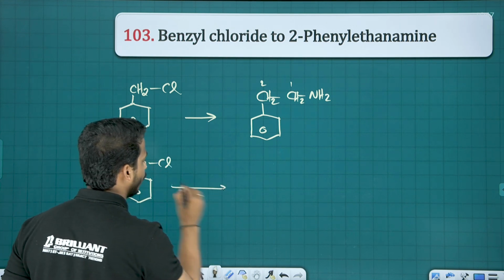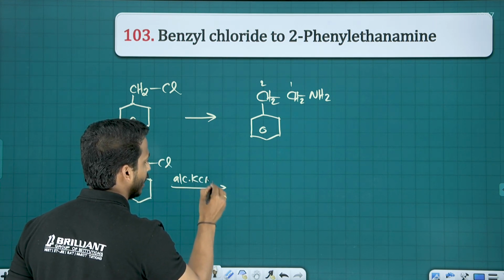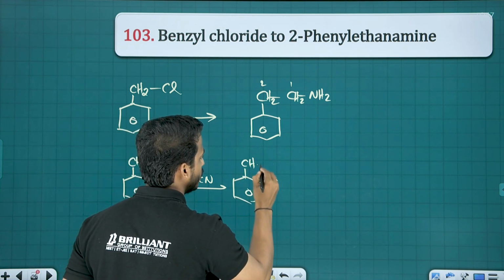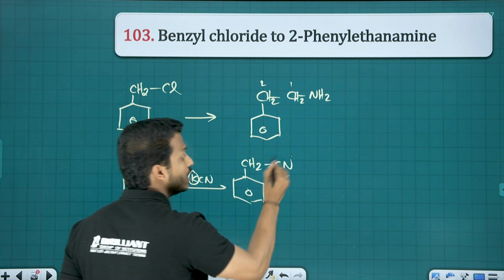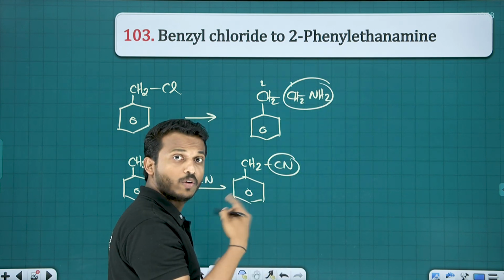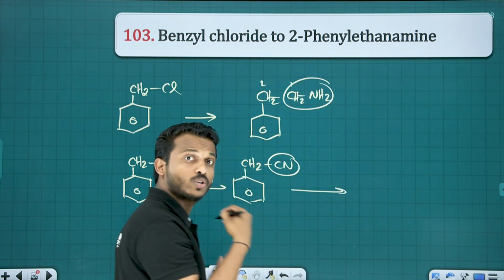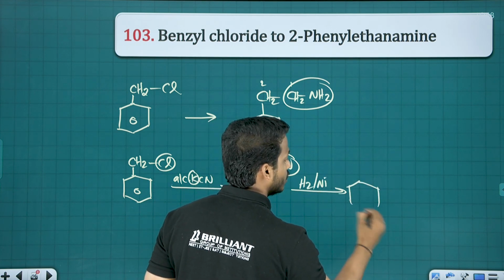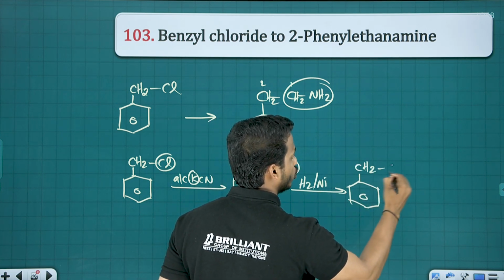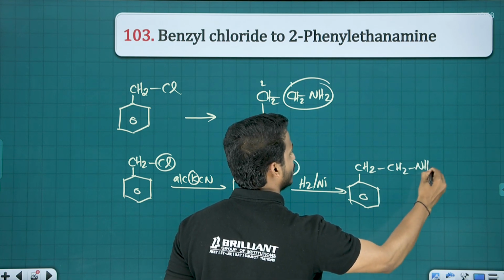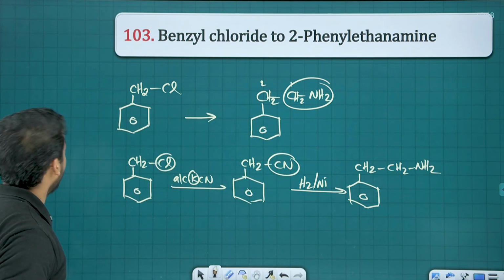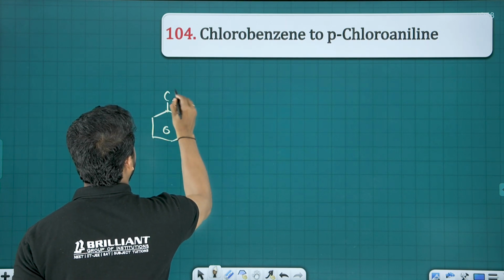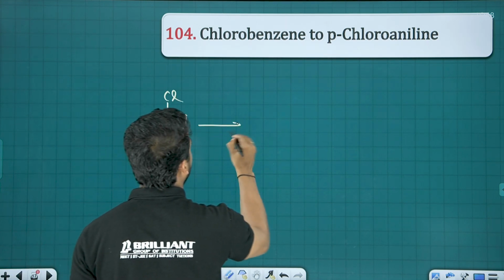How to bring cyanide, all of you? Treat with alcoholic KCN. So KCl out, we get cyanide. We get CH2CN. Now, how to convert cyanide into amine? Reduction. We can use direct reduction. What is that? Hydrogen with nickel. That becomes CH2, CH2, NH2. Yes, amine is ready. That's it. Question number 104. How will you convert chlorobenzene to para-chloroaniline?